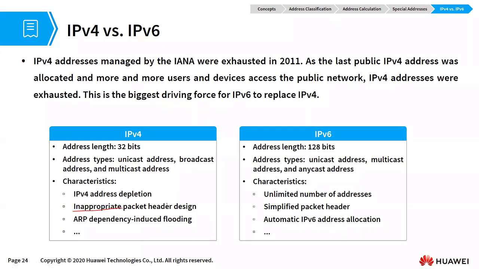IPv4 has an inappropriate packet header design, and IPv6 has a simplified packet header design that is divided into modules. We have just seen the header, but we shall talk about it more. IPv6 supports automatic IPv6 address configuration, either by use of DHCPv6 or even stateless address auto configuration.